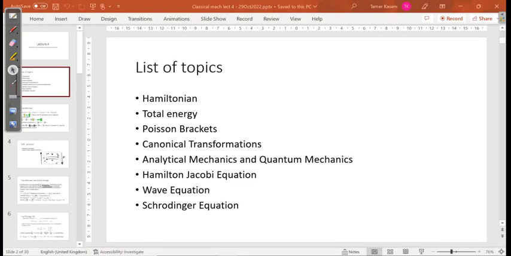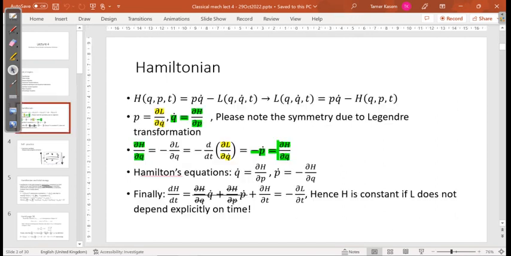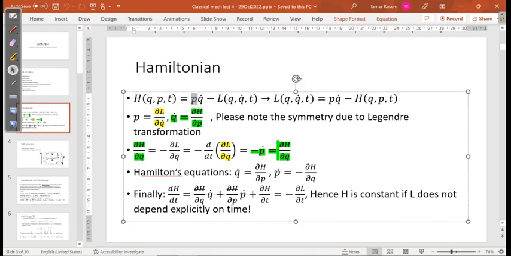So let us start with the first topic, which is the Hamiltonian. We have already introduced the Hamiltonian before. The Hamiltonian is defined as the product of the generalized momentum, or the canonical momentum P, multiplied by Q dot, minus the Lagrangian. And symmetrically, the Lagrangian is defined as the same product P multiplied by Q dot, minus the Hamiltonian.